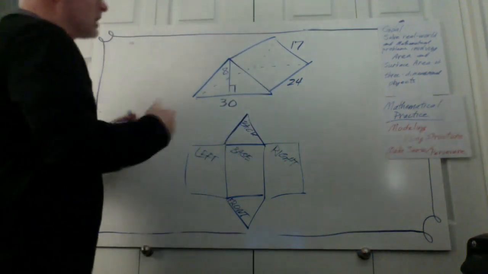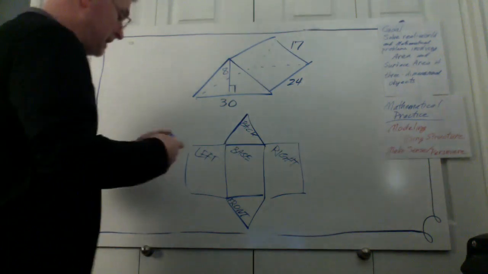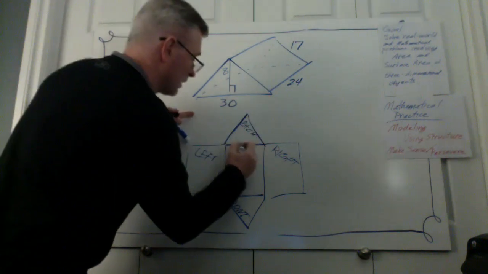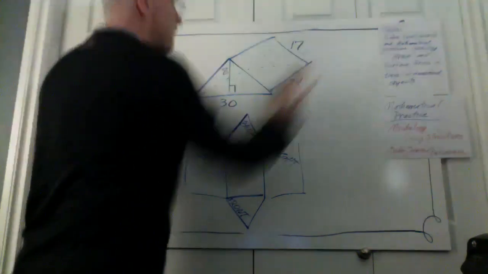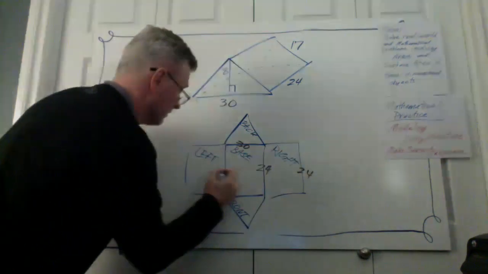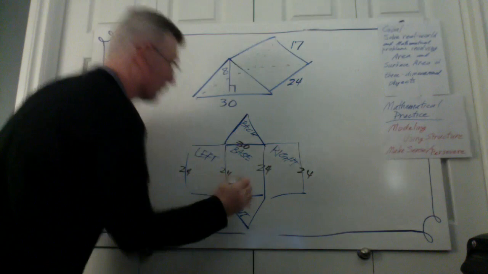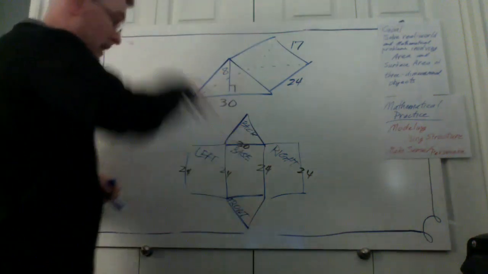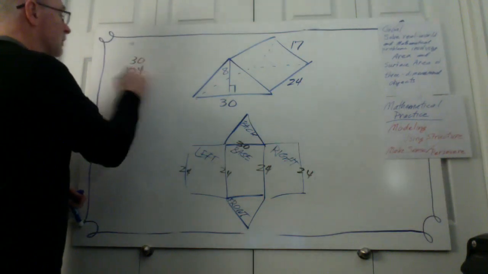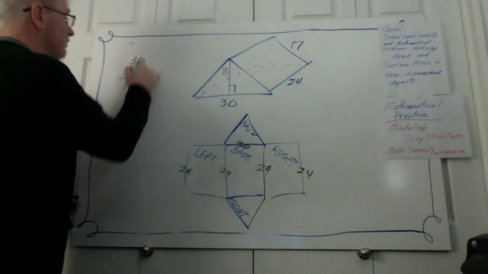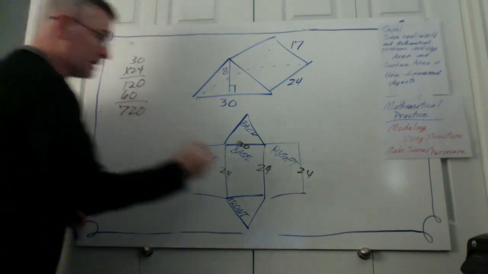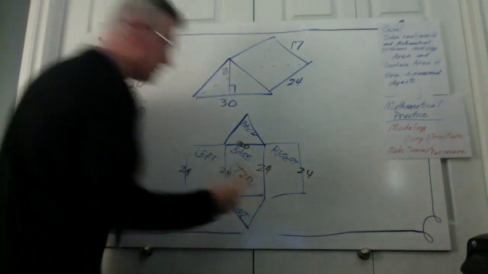So let's start with the base because the base is going to be the easiest piece of this. The base is going to be 30 wide and 24 long. So this is 24, which means this is 24, this is 24, and this is 24, because they're all the same height. So 30 times 24: 0, and 12, and then 60. So this is 720. Here's my 720 on that one.